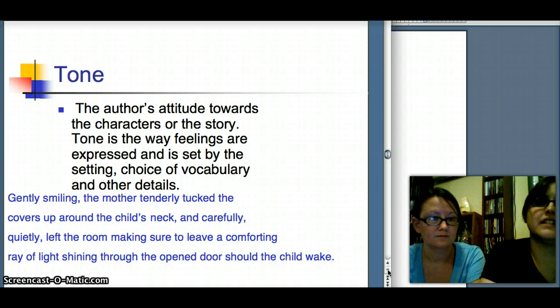Gently smiling, tenderly tucking the child in, carefully, quietly, comforting ray of light shining through the door. Now, if it just said the mother tucked the child in and left the door slightly open, it doesn't give us the same sense of love and warmth.